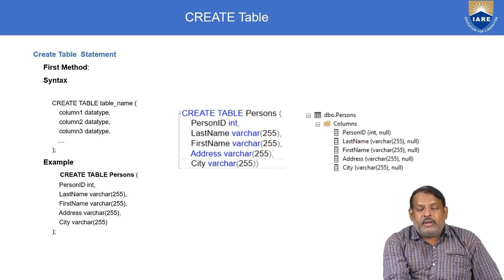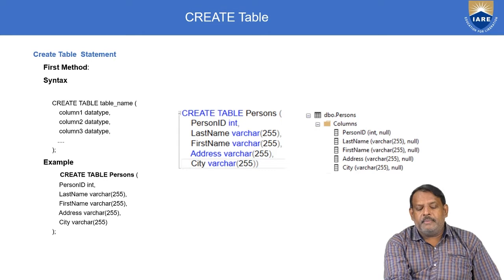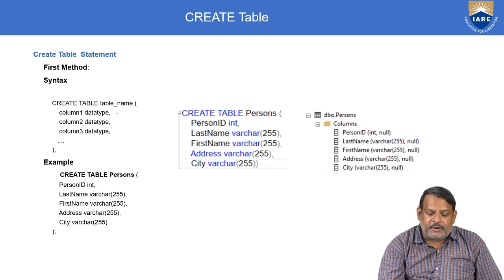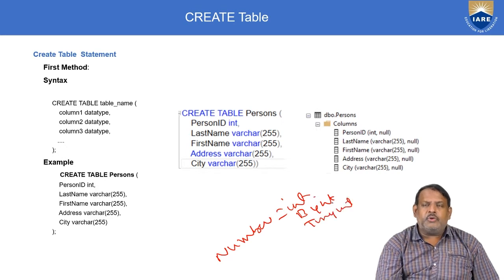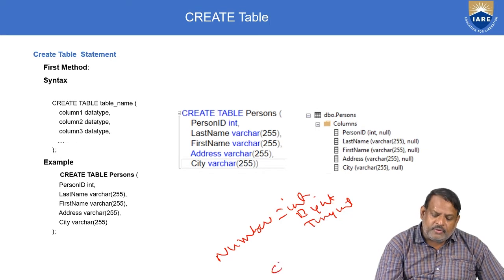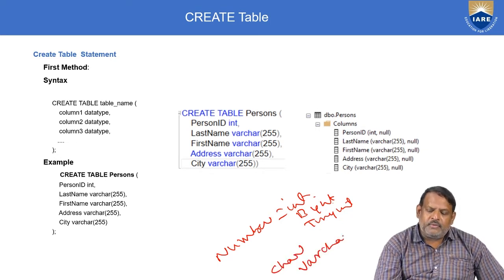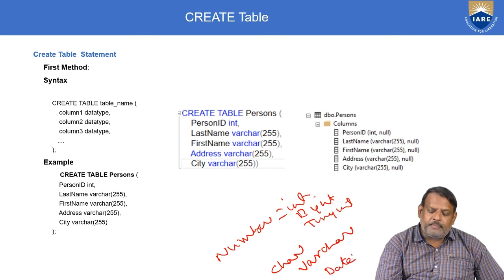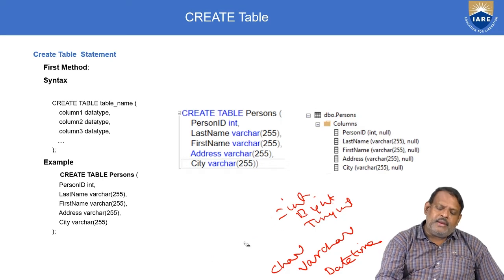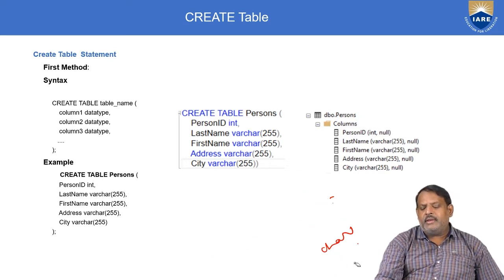So the syntax would be create table, table name, then column 1, column 2, column 3, each with its data type. Suppose you want to store a number, then you make it an integer, or big int, or tiny int. If you want to store character fields, you can use char and varchar. If you want to store date fields, you have to use the data type called datetime. There are many other data types, but at the initial starting stage, we'll just see these three.